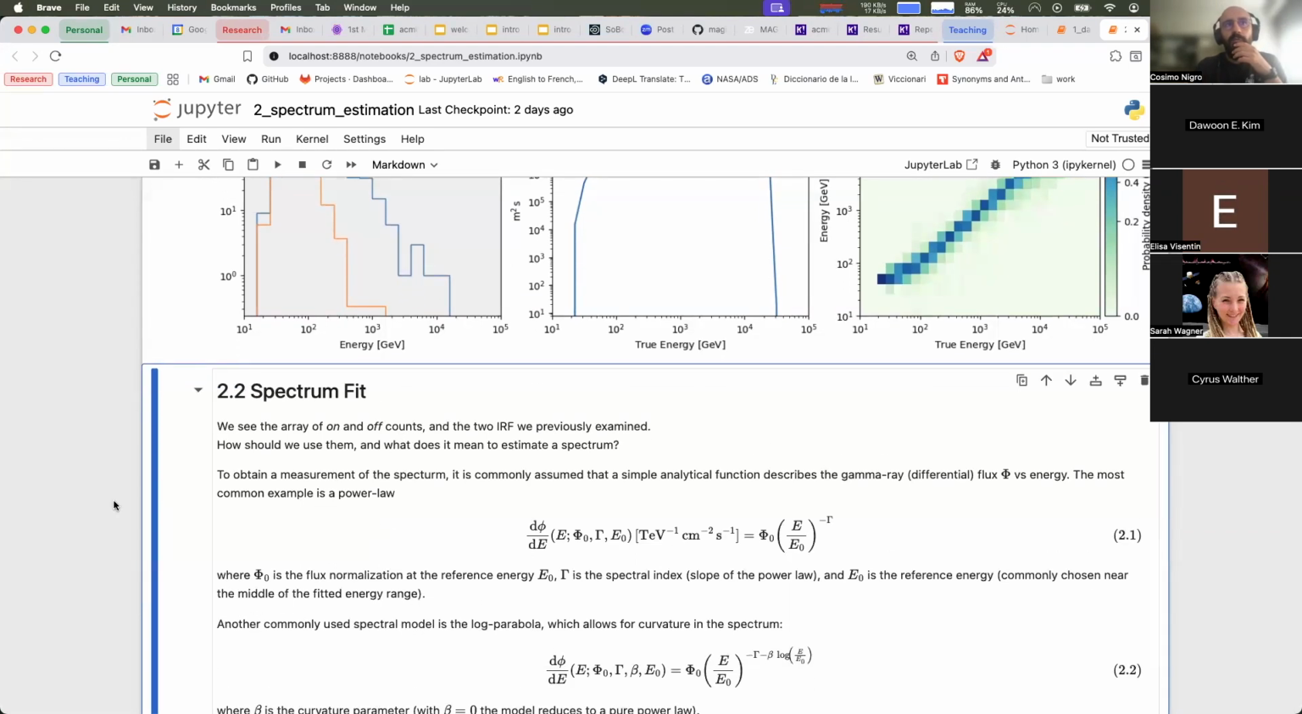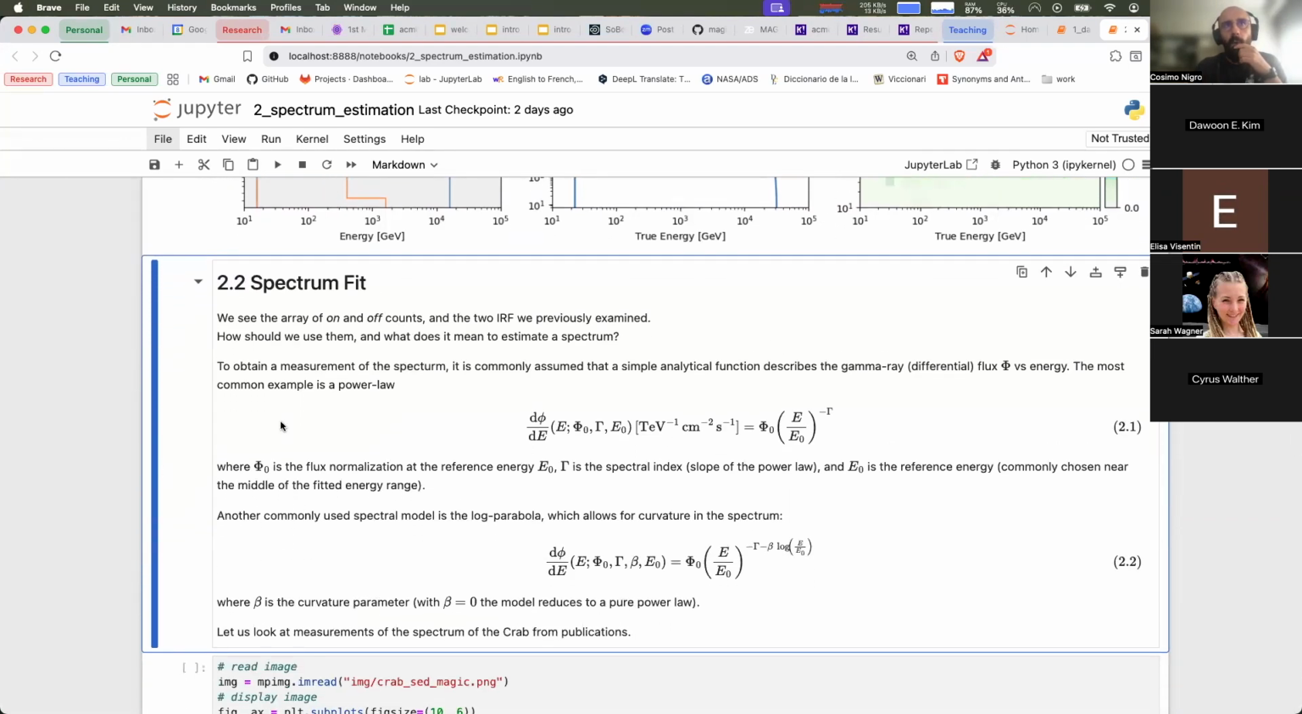We use the forward folding fit that was presented in Giacomo's introduction to statistics. Basically, what we do is that we assume over a certain energy range that our spectrum, the distribution of events, is well described by some analytical function. It's typically a power law because we know from the cosmic rays that particles have a power law distribution, so they will produce power law photons. So it's a power law or some variation of a power law.